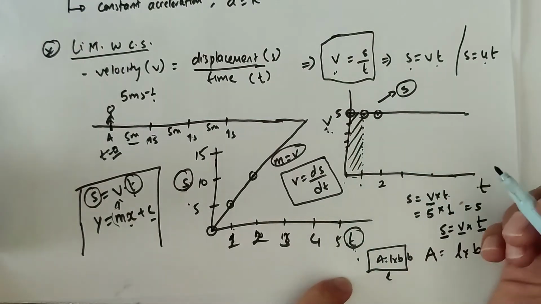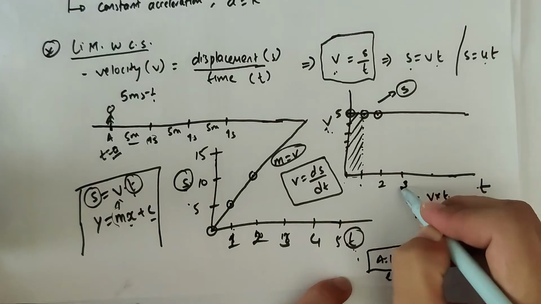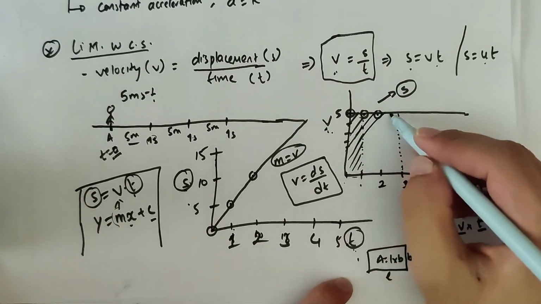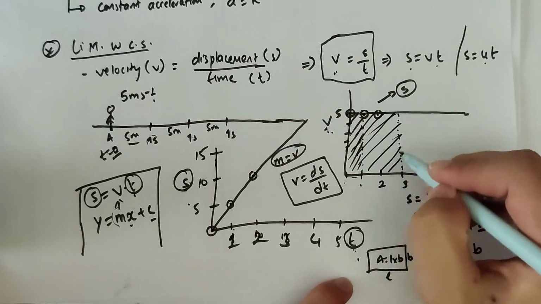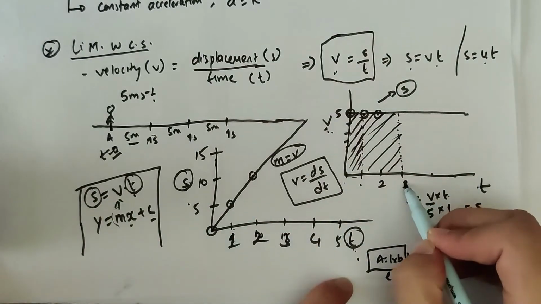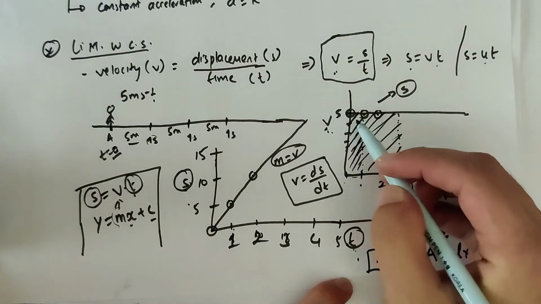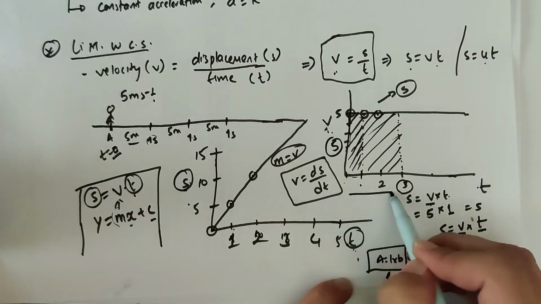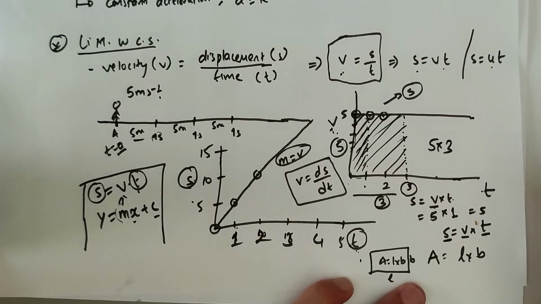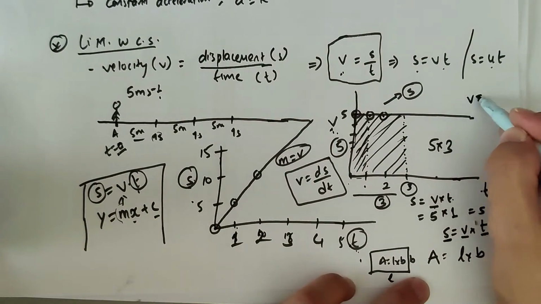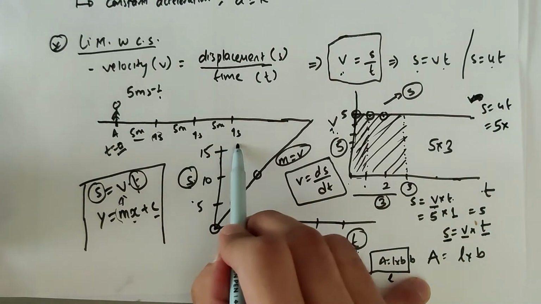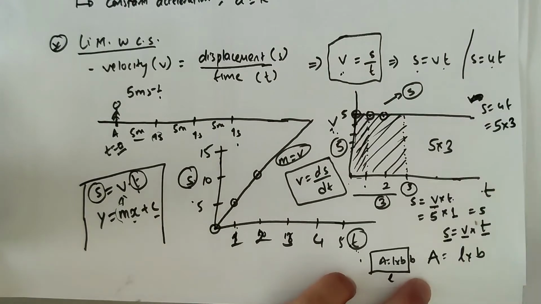So if I want to find his displacement after 3 seconds, what I'm going to do is draw a line here, and then the magnitude of the area under this curve gives me the displacement of the boy after 3 seconds. So if I calculate the area, the height is 5, and this is 3, so it's basically 5 times 3, which is a simple thing. If we use the formula, we're also going to get s equals ut. His speed is 5, and if I want to find his distance traveled after 3 seconds, I multiply by 3.